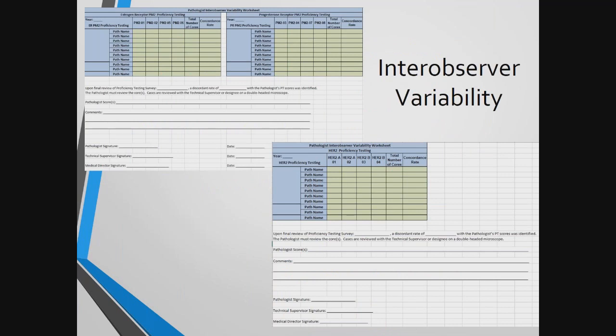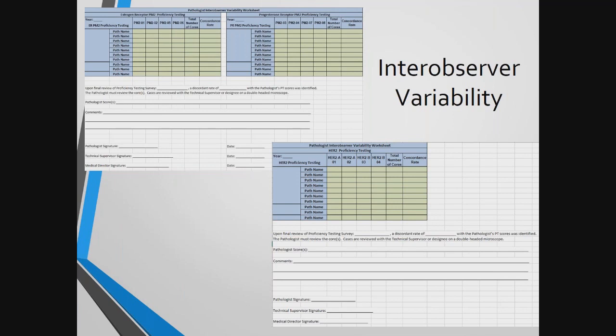So this slide demonstrates documentation of pathologist interobserver variability. Using PT samples, a formal assessment is performed of the interpretation by each pathologist, and then a concordance rate is calculated. So for each pathologist, a concordance rate is calculated for all of the cores they assess as compared to the other pathologists in the group. Corrective action is taken if a pathologist demonstrates less than a 95% concordance with the other pathologists.